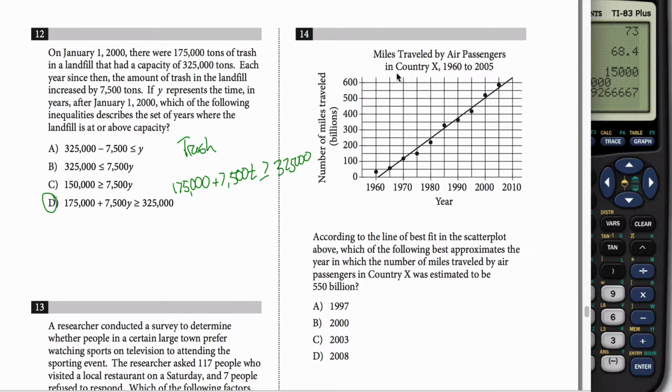14. We got miles traveled and let's see, the number of miles per year, I guess is what's going on here. According to the line of best fit, so look at the line, not at the dots. Which of the following best approximates the year in which the number of miles traveled by air passengers in this country was estimated to be 550 billion? Well, 550 billion is right here, so if I follow that across, I'm talking about this year. Well, that's almost a straight line, somewhere in there. So what year is that?